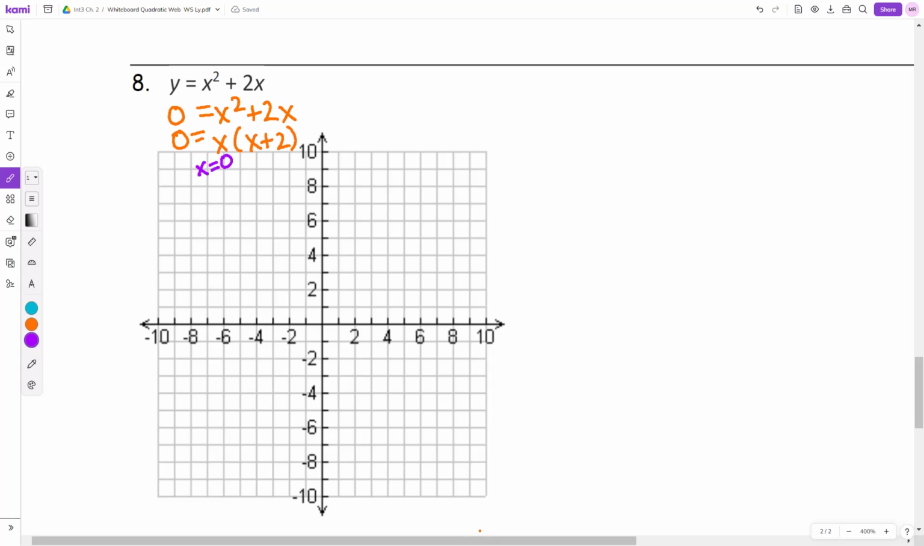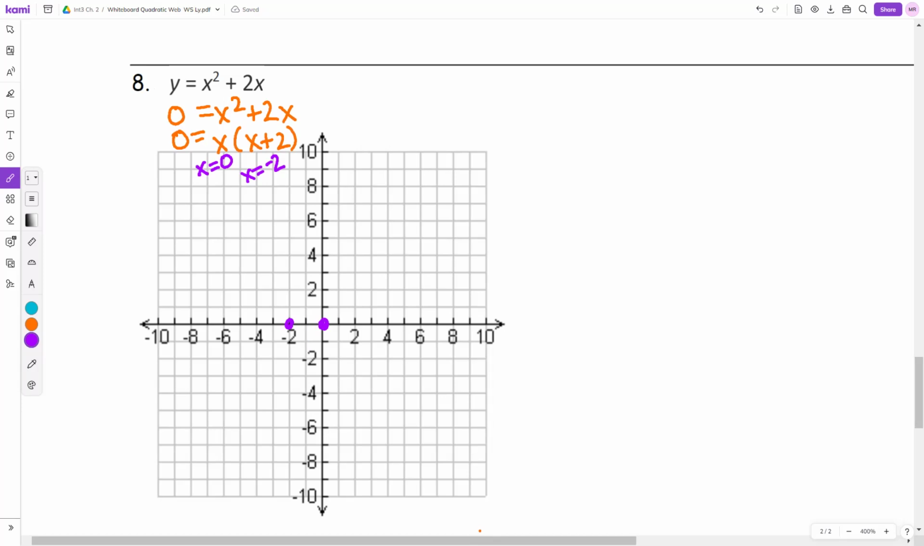So I'm going to get x equals 0. Set this one to 0, I get x equals -2. Those are going to be my x-intercepts. So I'm going to have one at 0. I'm going to have one at -2. Now, halfway in between those would be here. That's going to be at -1.